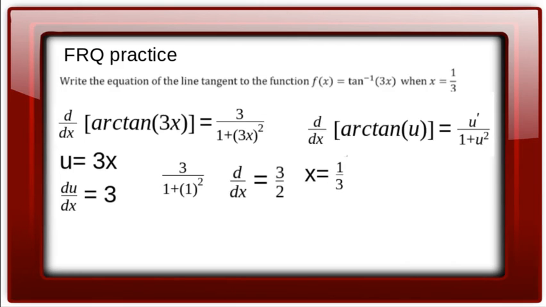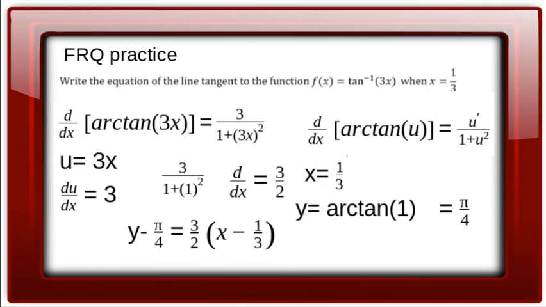So we're already given our x there too. Our x is 1/3. Now the only thing that we're missing is the y. So we're going to plug in the 1/3 to our formula. We're going to have arctan of 1. Well, arctan of 1 is just pi over 4. And then we use all this to make this. y minus pi over 4 equals 3/2 times x minus 1/3. And because it's an FRQ practice problem, we'll just leave it like that. You don't have to clean that up anymore.